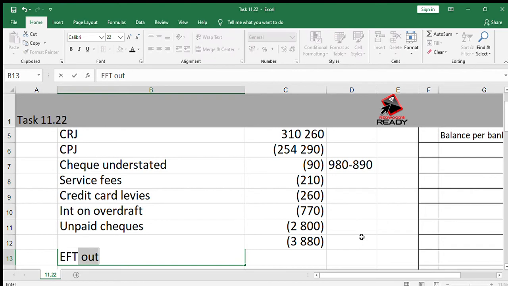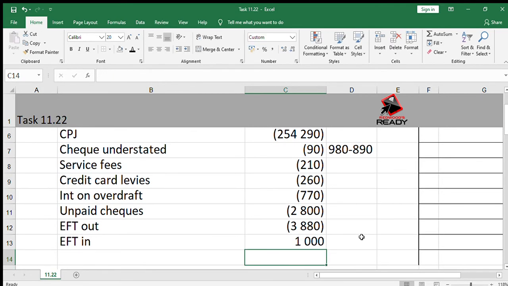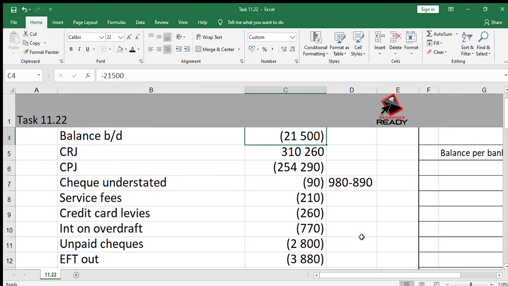And then we have electronic transfers in favor of Vanstrap. So this is EFTs in. So that means our customers have paid us by EFT. So that's a CRJ entry, no brackets, 1,000 Rand. Okay, so we're done with that.